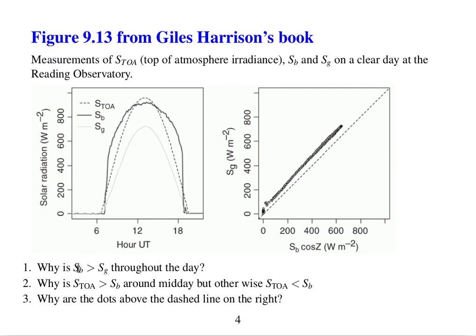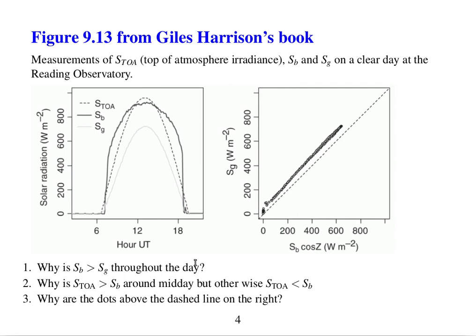The first question is, why is SB greater than SG throughout the day? SG is the global solar radiation, so that includes the direct solar radiation and the diffuse solar radiation. That's the solar radiation that doesn't come directly from the sun. So you'd expect SG to be bigger because it includes the direct and the diffuse solar radiation.